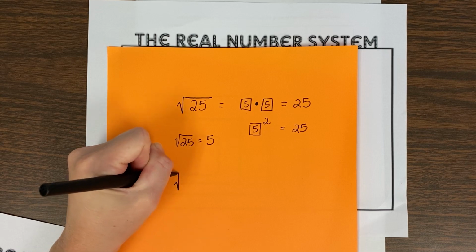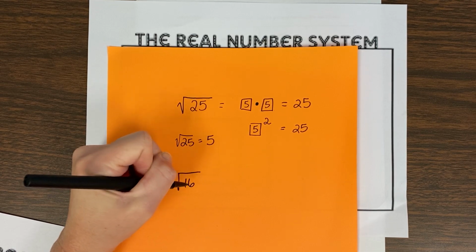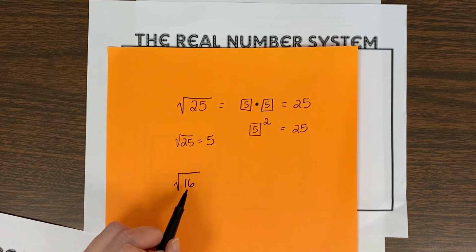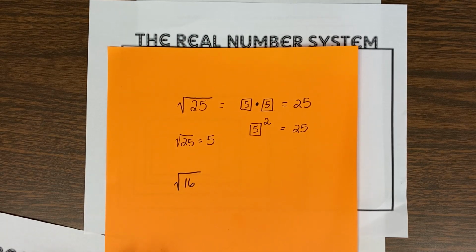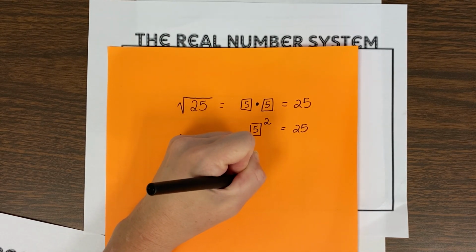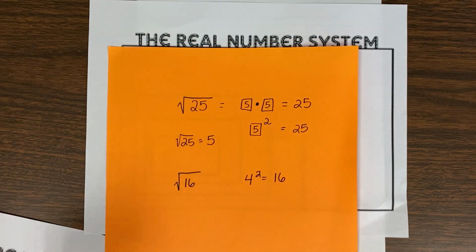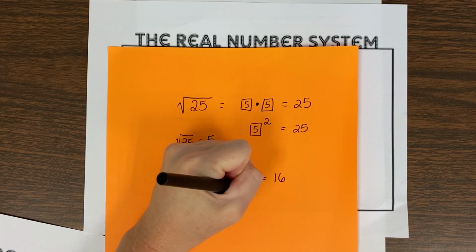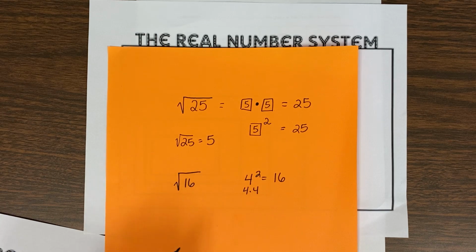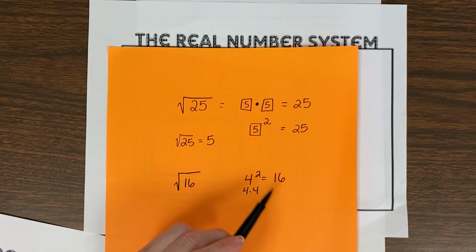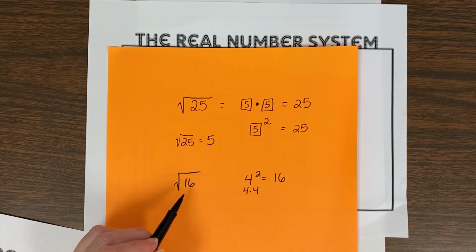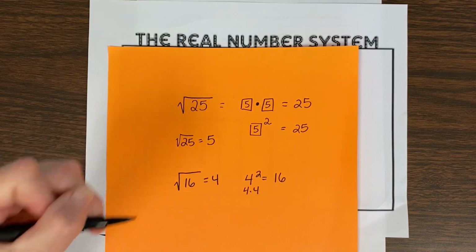So let's do another one really quickly. The square root of 16. What number times itself makes 16? Well, I know that 4 squared equals 16. And remember, 4 squared means 4 times 4, not 4 times 2. 4 times 4 is 16. Therefore, the square root of 16 is 4.